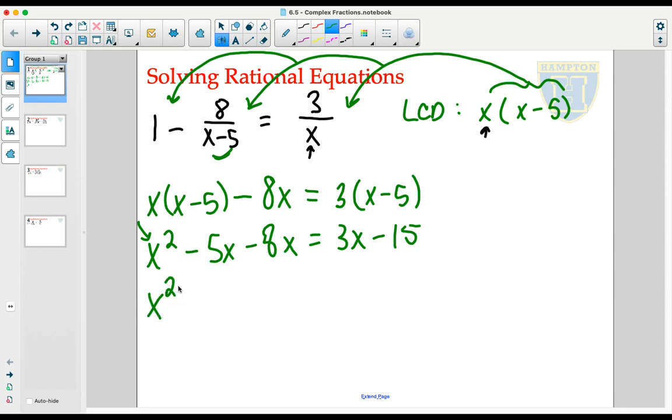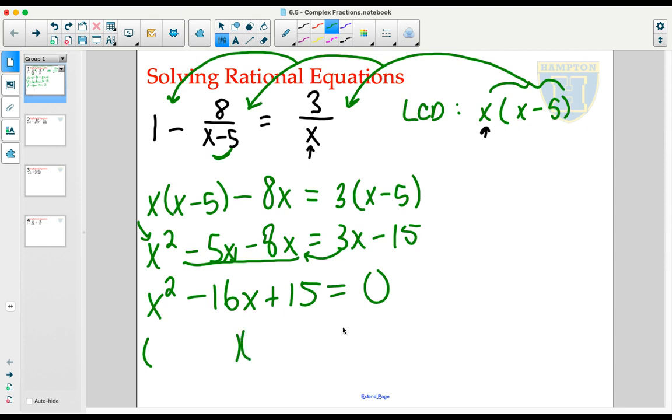So pushing everybody to the left, we're going to simplify the left side. We're going to move the 3x over with those. That's a grand total of 16x. And then we're going to add the 15 over and get this entire thing set equal to 0. Our factorization is going to start with two x's. We're looking for numbers that multiply together to make 15, but add together to make negative 16. That's negative 15 and negative 1, meaning we're going to have solutions of 15 and 1.